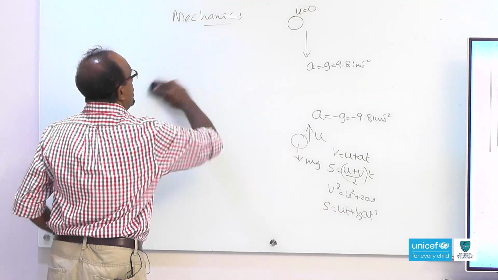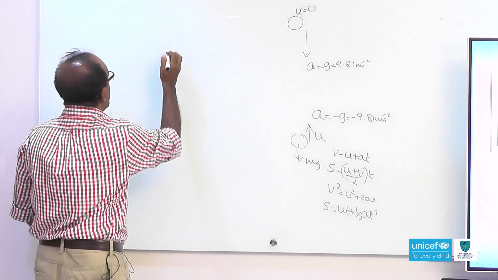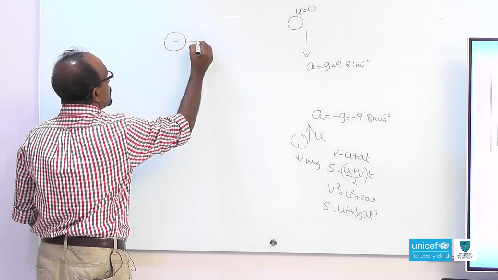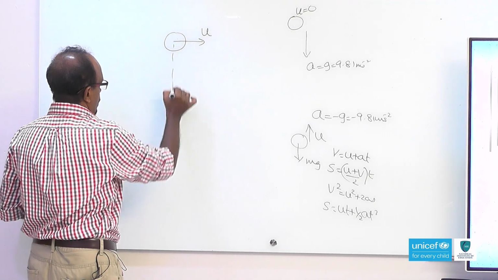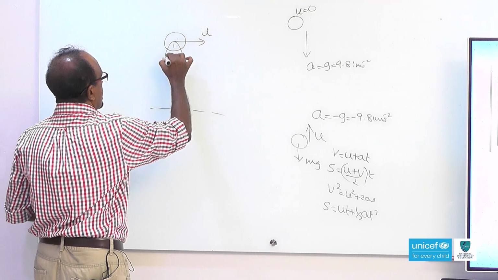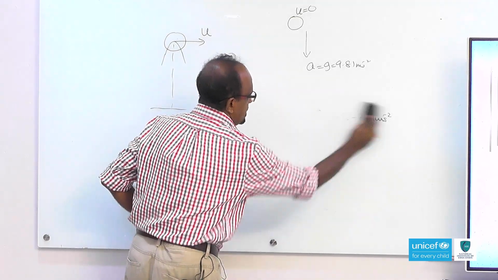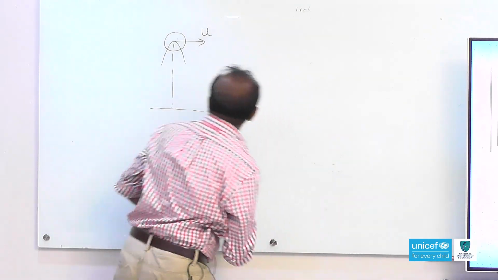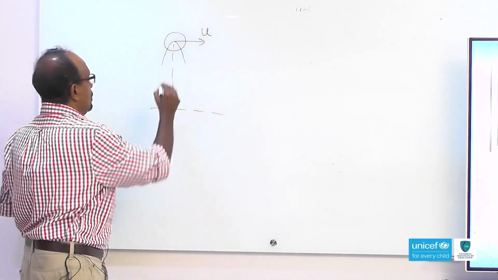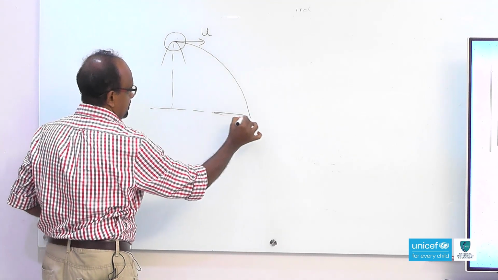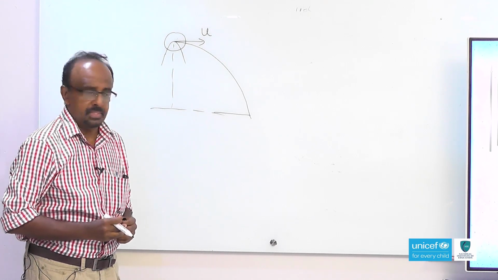Then we see projectiles. There are different types of projectiles. First I am going to explain when the body is thrown horizontally. As an example, you are throwing a body from a cliff top. When you are throwing the body from a cliff top, we see the motion. If you are throwing a ball from a cliff top, it moves like this. The path we call a parabolic path.